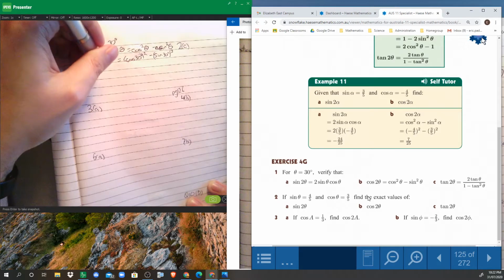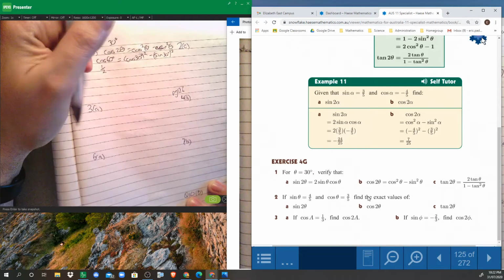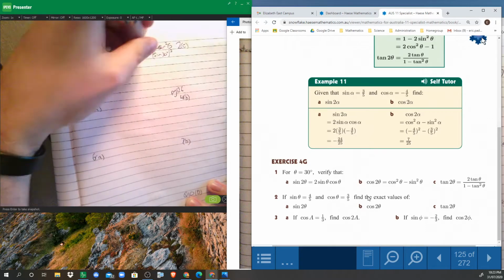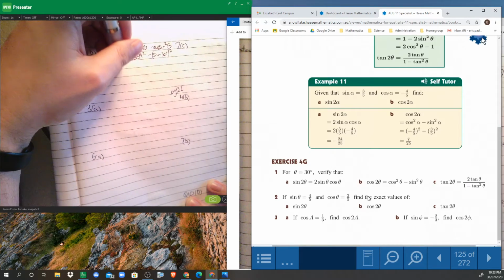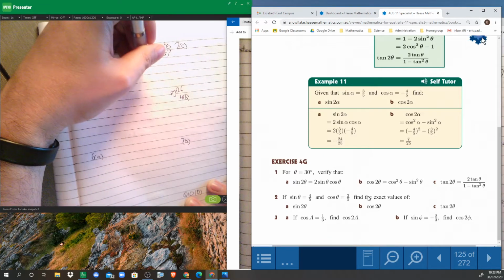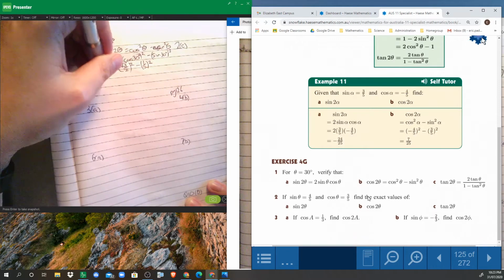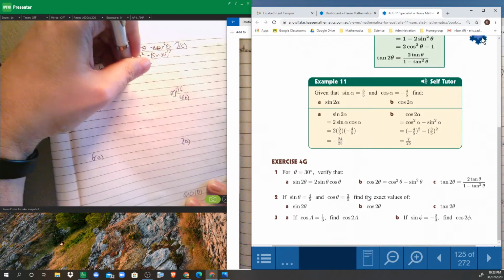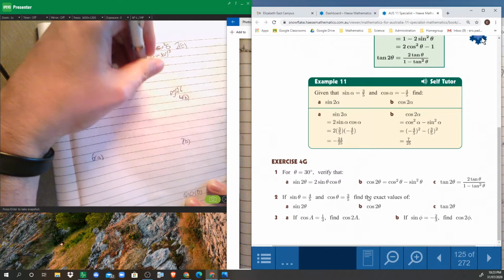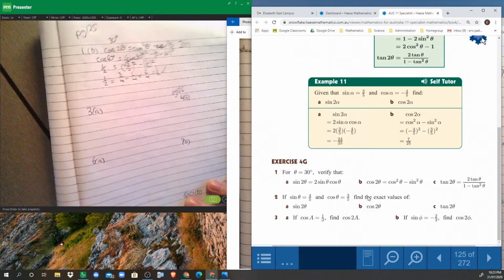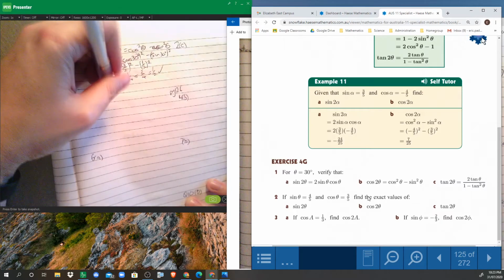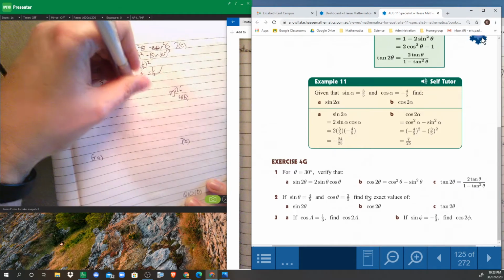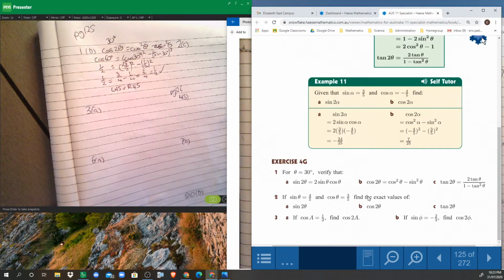Cosine of 60 degrees is, I believe, 1/2. Yep. And cosine of 30 is root 3 on 2, squared, minus 1/2 squared. All right, so 1/2 equals 3 on 4 minus 1 on 4, which is 2 on 4, which is also 1/2. So tick, that's the same. Yep, left-hand side equals right-hand side.